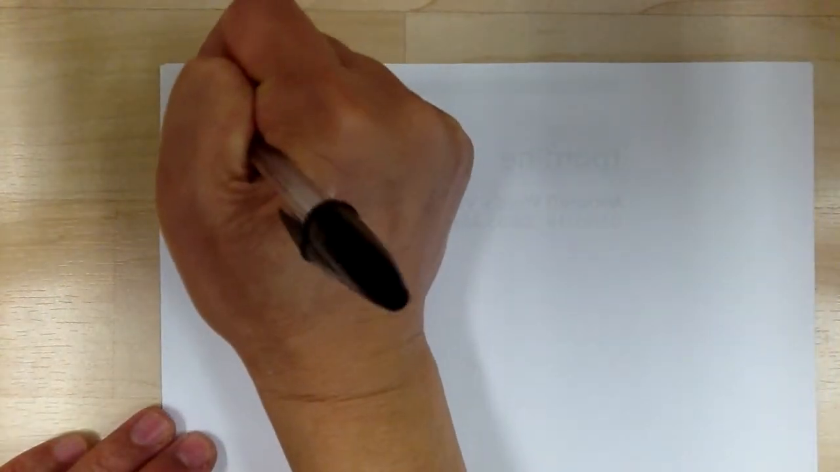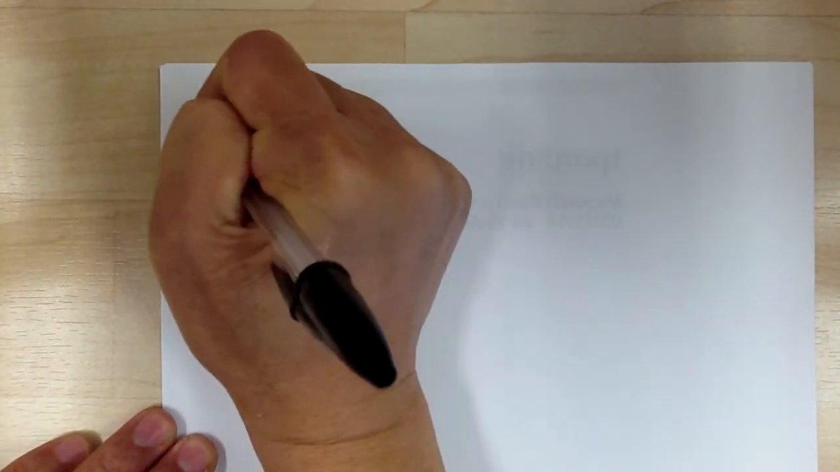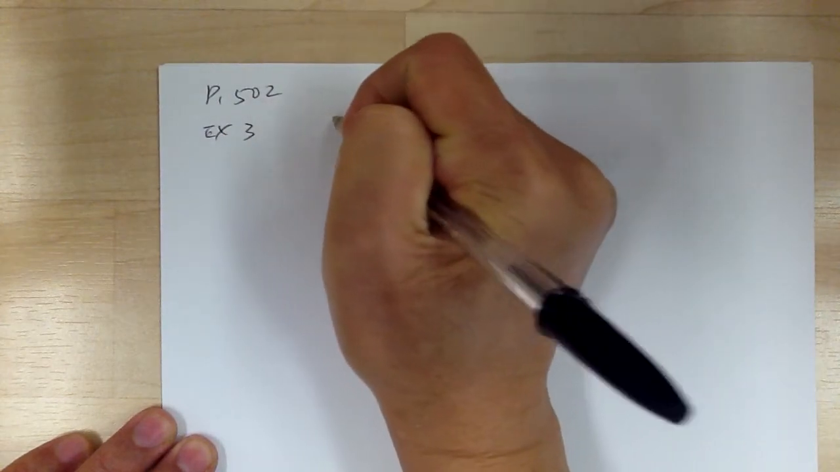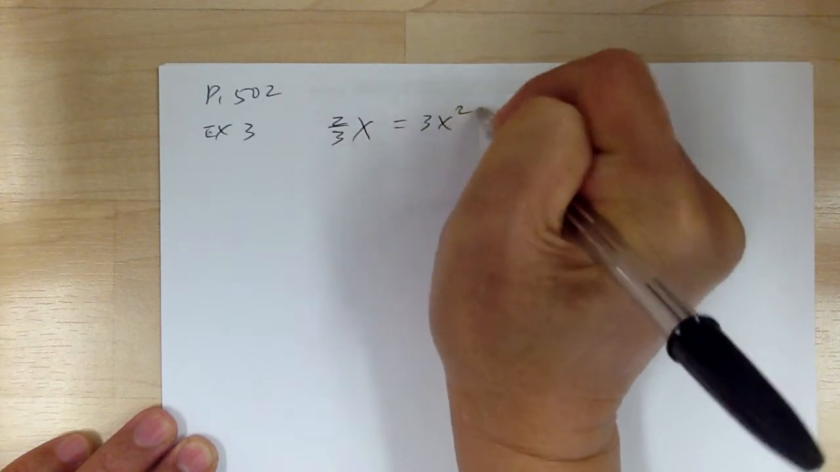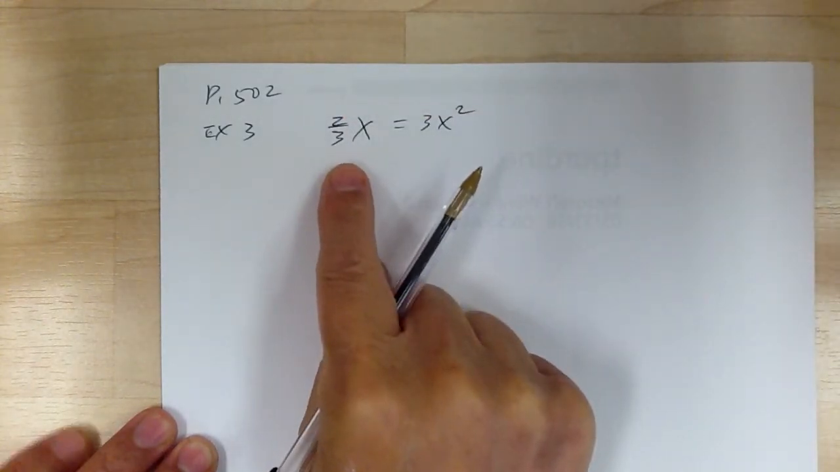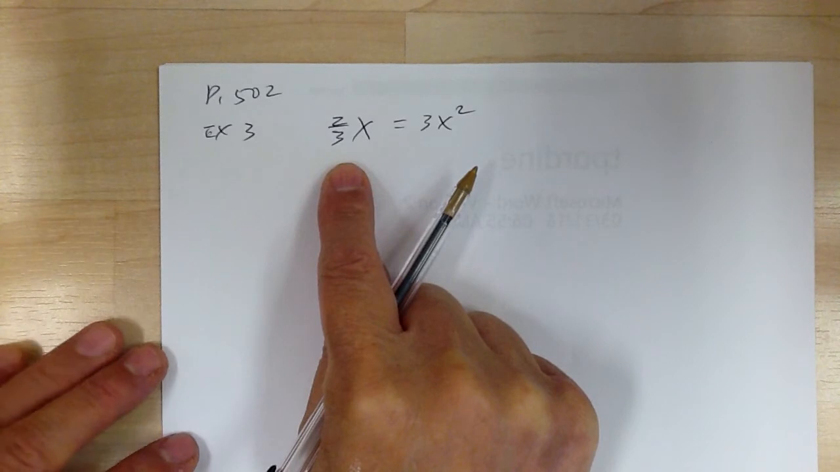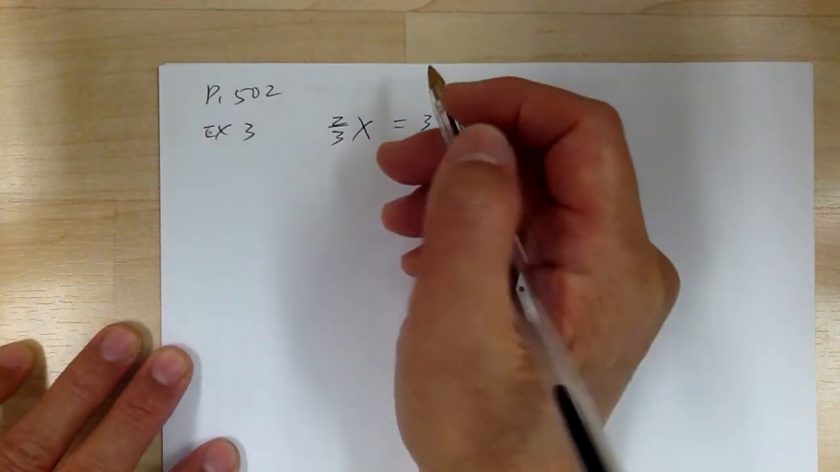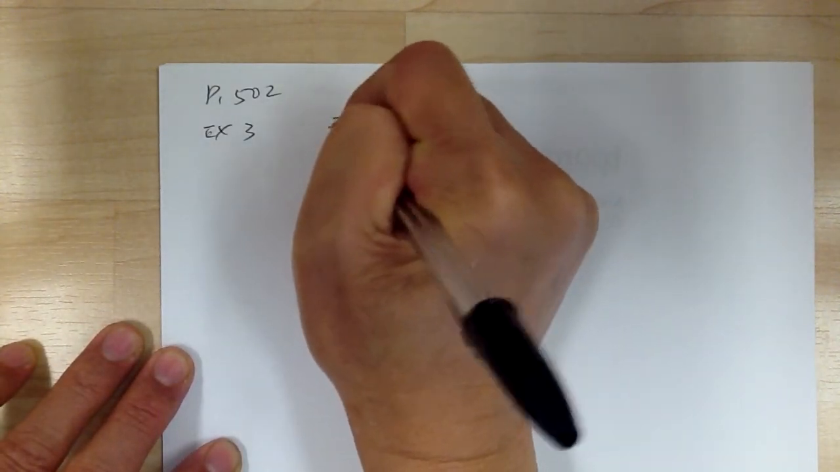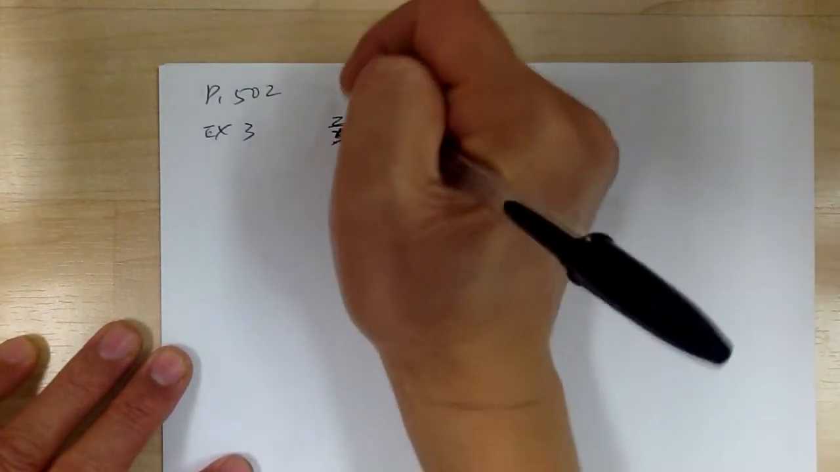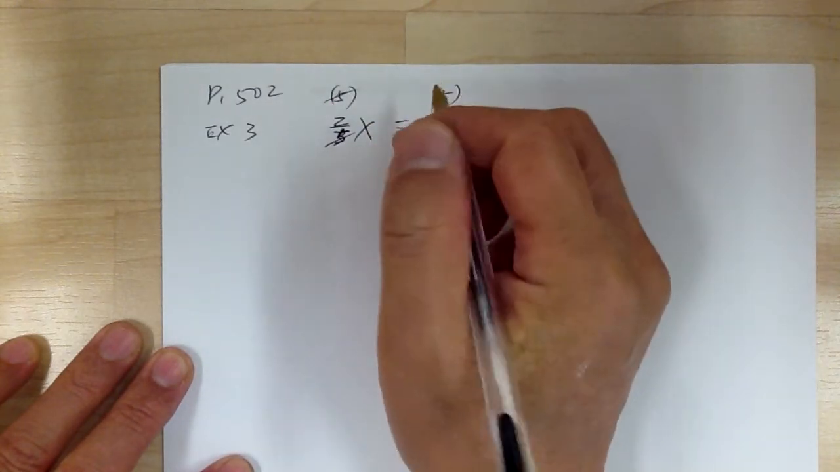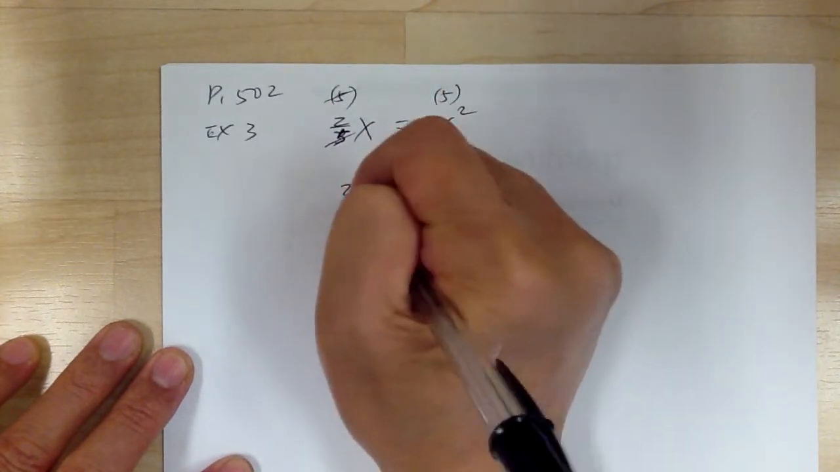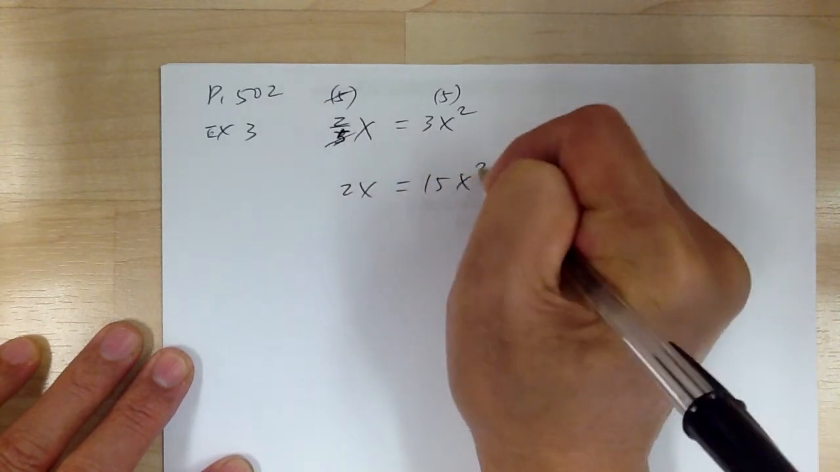Okay, let's go to example 3. So you have 2 over 3 x is equal to 3x squared. Okay, so this one has fractions. So first thing you want to do is multiply by the LCD. Oh, it's a 5. Multiply by LCD to get rid of the fraction. So multiply by 5, multiply by 5. So this cancels out. Okay, so you're going to get 2x is equal to 15x squared.